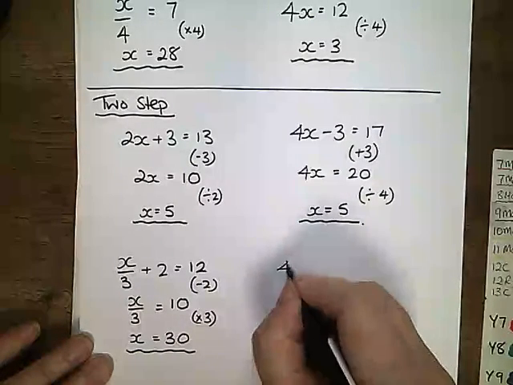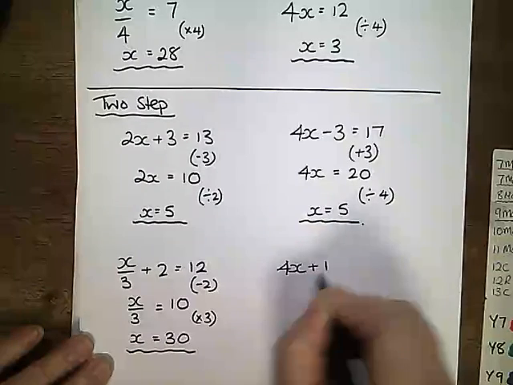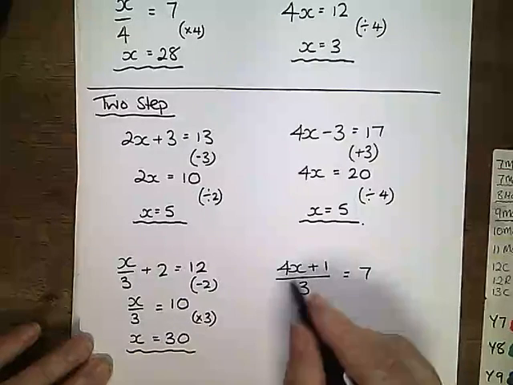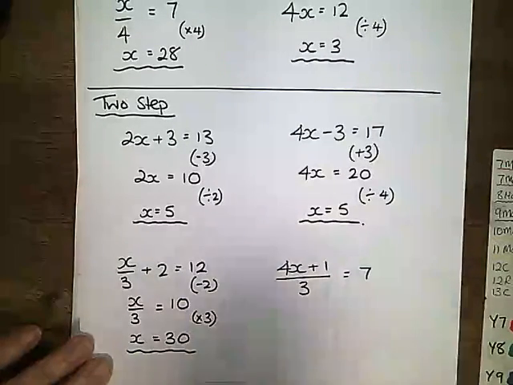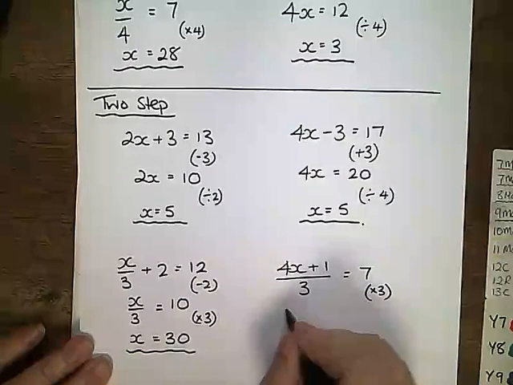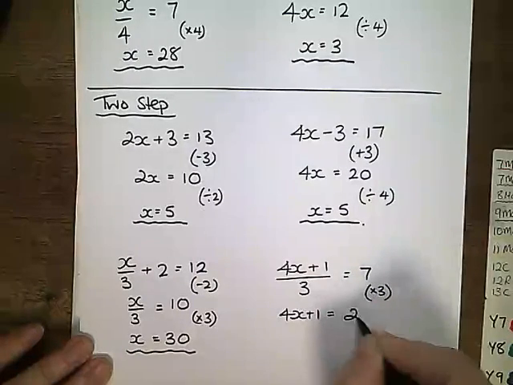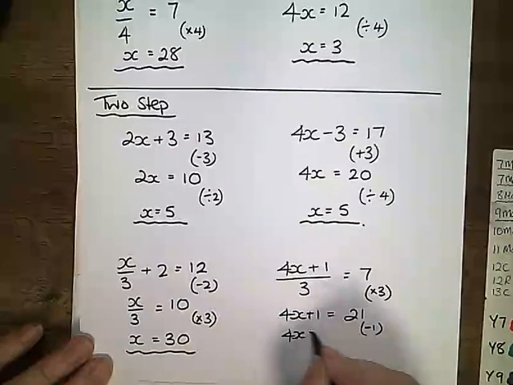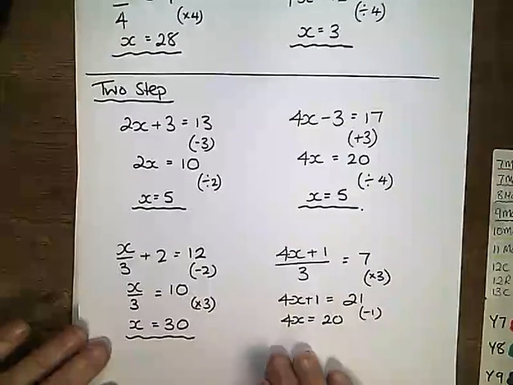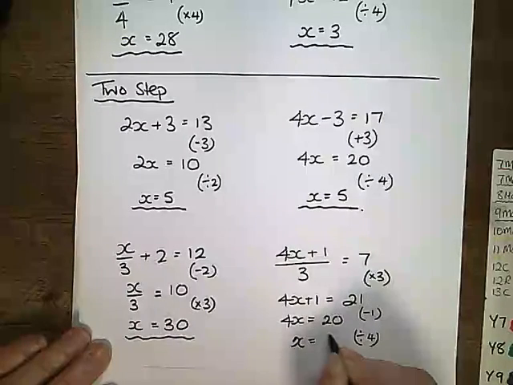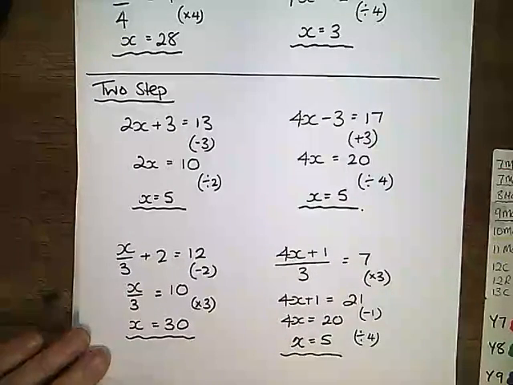And finally, if we have an equation that looks like this, 4x plus 1 all divided by 3 is equal to 7. We need to get rid of this divisor first. So the opposite of divide by 3 is times by 3. So 3 times 7 is 21, and 4x plus 1 over here. Then we take 1 from both sides, so 4x is equal to 20, and then divide both sides by the number in front of the x, so divide by 4, and that would leave us with x is equal to 5.